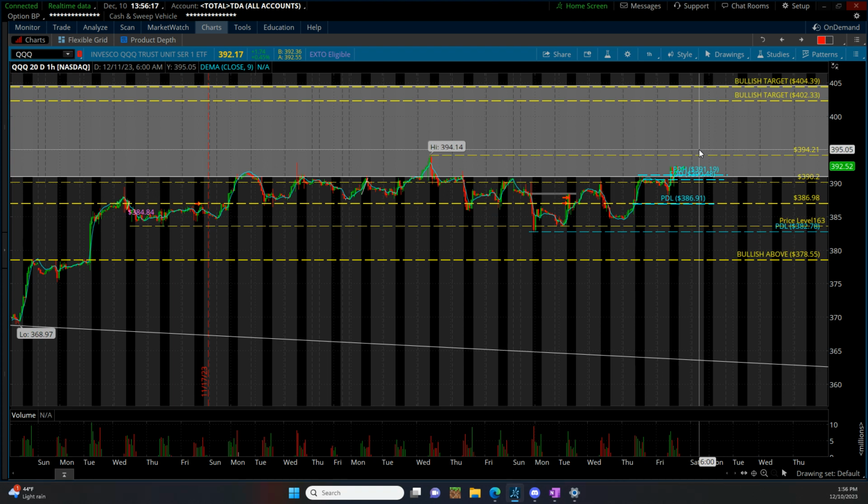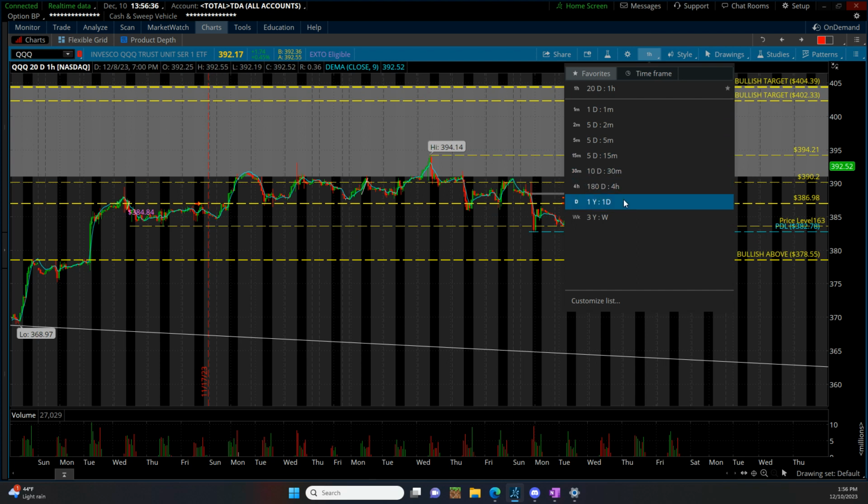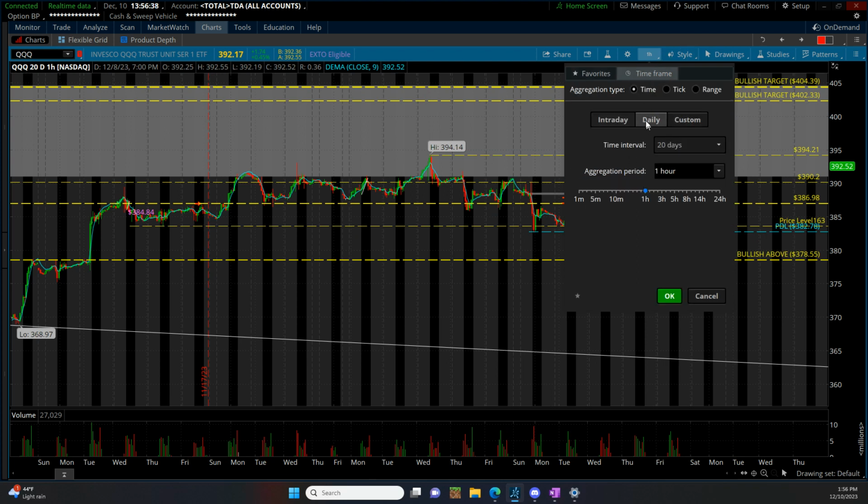There's a couple ways to do it, but my favorite way is structure, like break, retest, break, retest. The 9-day EMA works very well too on the 5-minute. I just wanted to throw that out there because we have a very large upside target here at 402 and 404. So just be aware that selling may come in, and that's fine.